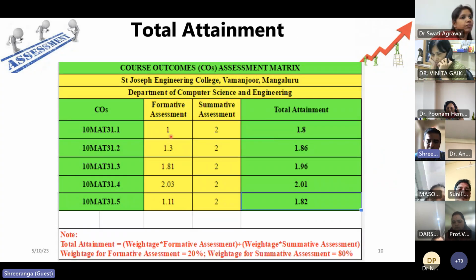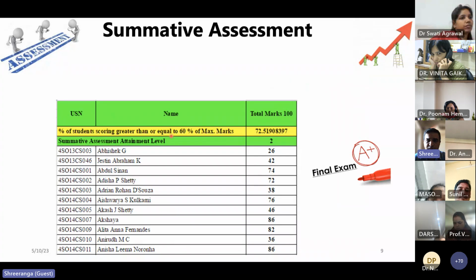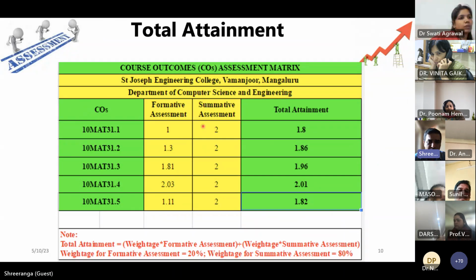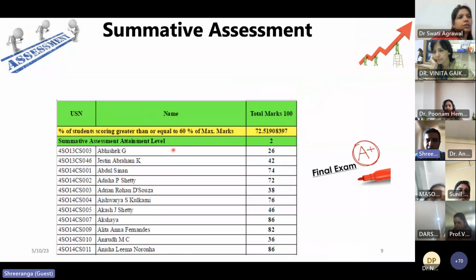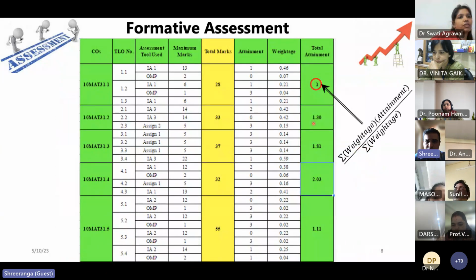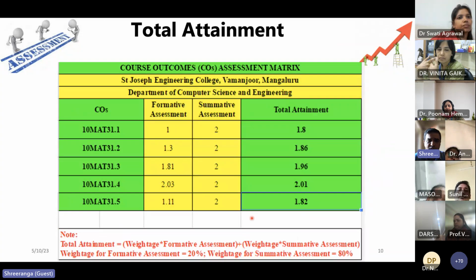You can see the formative assessment for the first CO. Let me go back. It was 1, and the summative assessment was 2. I have written it over here. For the second CO, it was 1.3. Let me go back and show you. It is 1.3, 1.81, 2.03, and 1.11. Those values I'm going to put across over here. However, the summative assessment value won't vary if I'm not going to get the values for each and every CO.